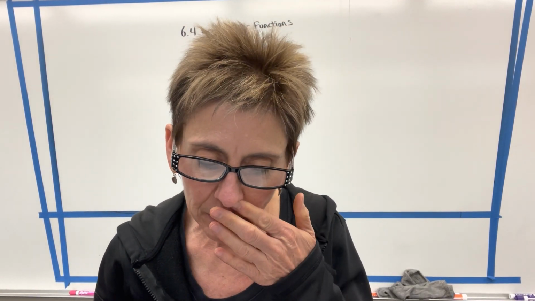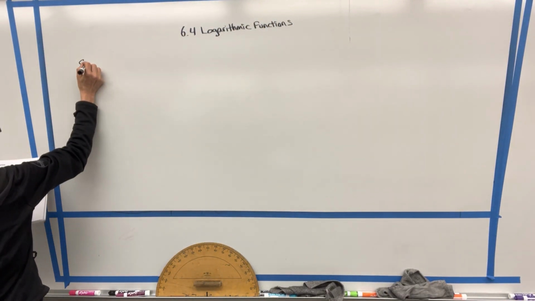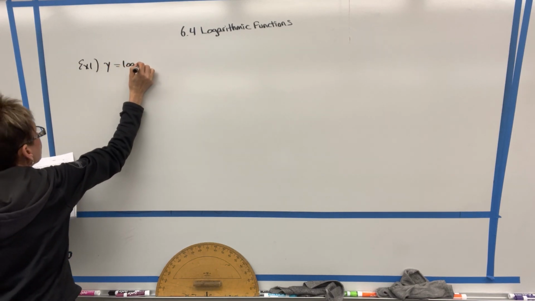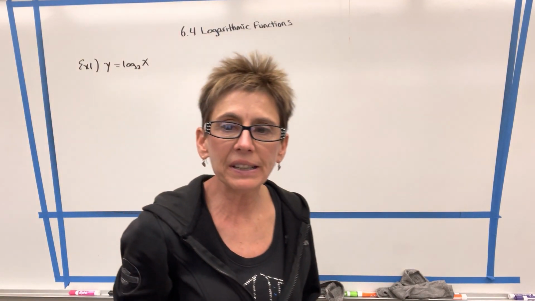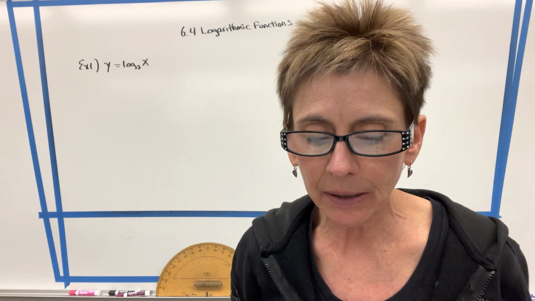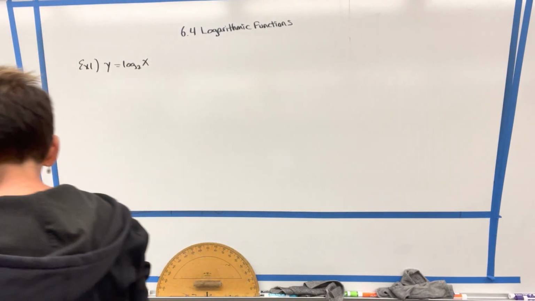So let's do an example here. We've got y equals log base 2 of x, and we want to graph this function. We want to identify the domain and range, list any intercepts or asymptotes, and describe the end behavior. Label 2 points on the graph.